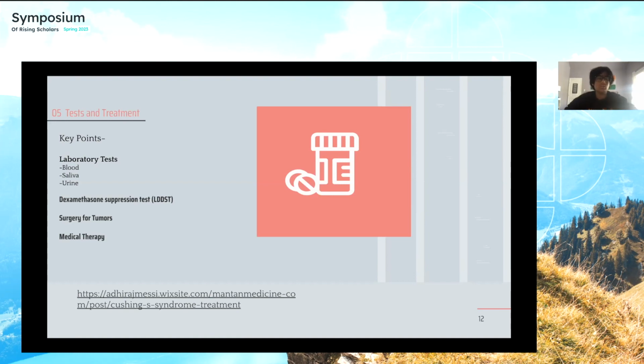And then there are also surgeries that could be done. It depends on the size of the tumor, like the adenoma. If you have a microadenoma, which is a very small tumor, it would be harder to do a straight up surgery, but there is medical therapy that you could be offered, drugs that could actually help suppress the rapid release of cortisol in the body. So there are definitely different ways to treat this condition.